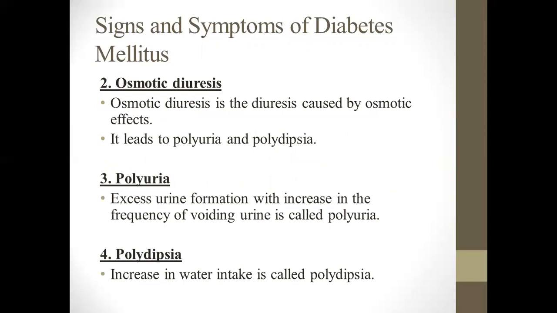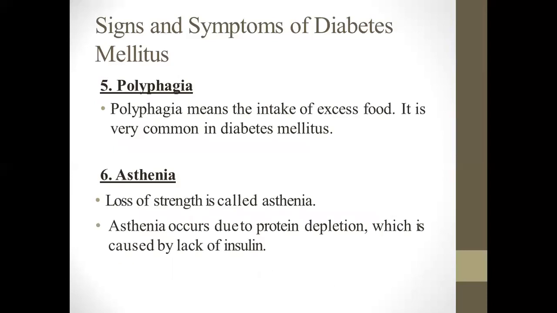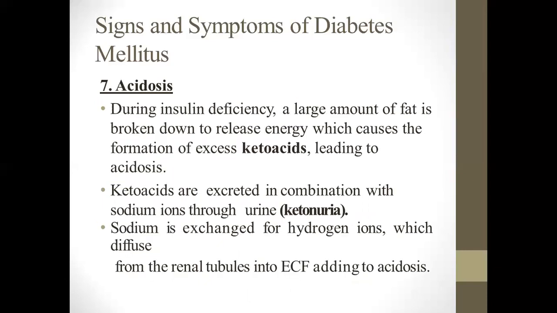Osmotic diuresis is the diuresis caused by the osmotic effect. It leads to polyuria and polydipsia. Polyuria is an increase in urine output, and polydipsia is an increase in water intake. Polyphagia means intake of an increased amount of food, and asthenia is the loss of strength.